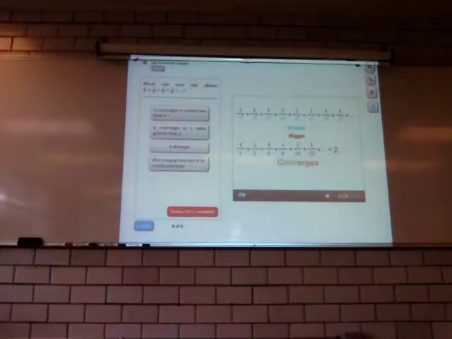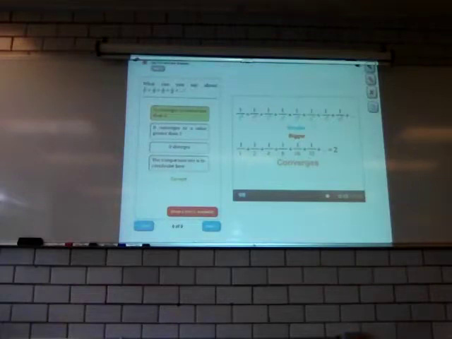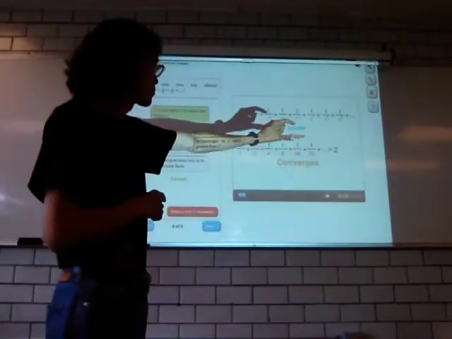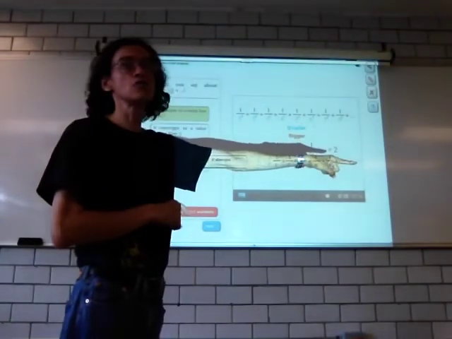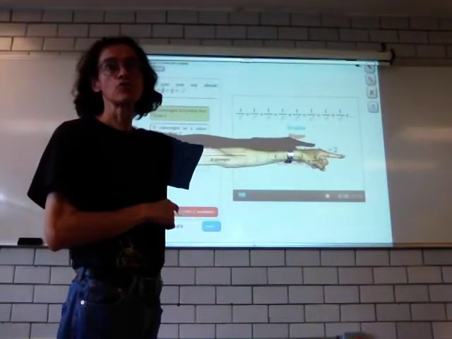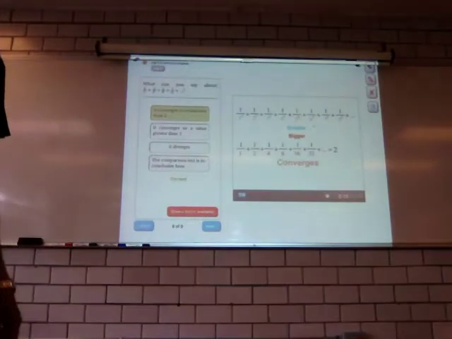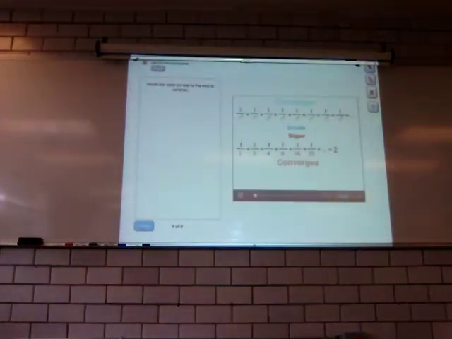¿Es divergente? No. Es convergente a un valor menor que 2. Porque es proporcional a esta, pero es menor. Debe darnos una suma menor a 2. Exactly. This series converges, and it has to converge to a number less than 2.